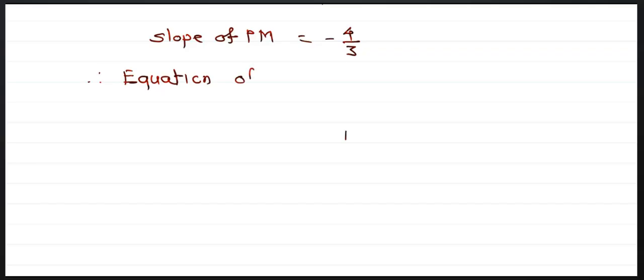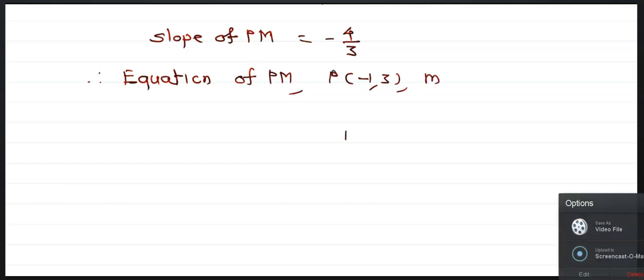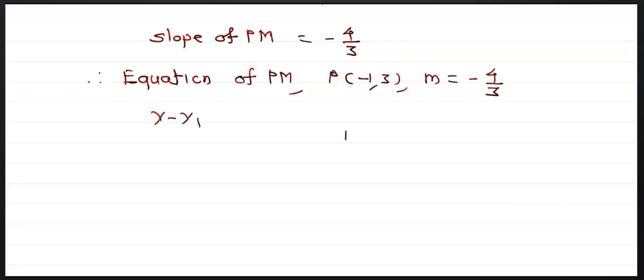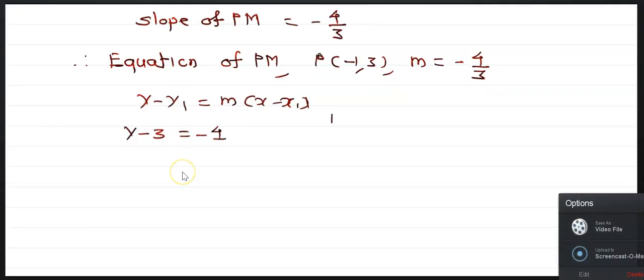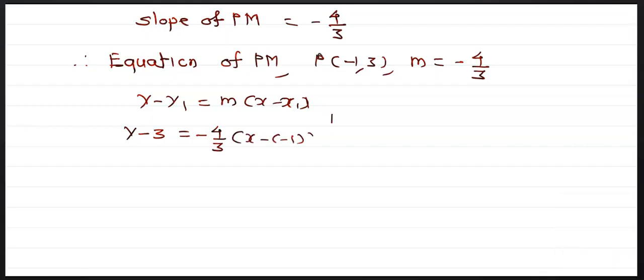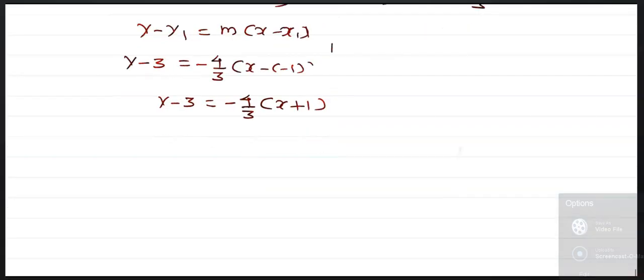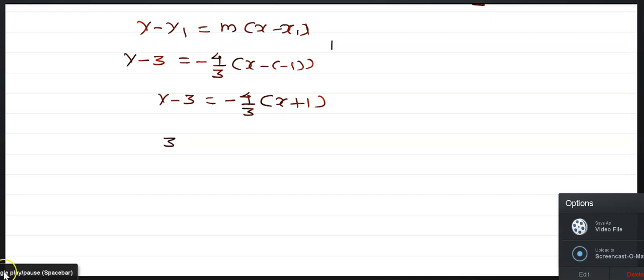Now the equation of PM. The point is (-1, 3) and slope is minus 4 upon 3. Therefore, y minus y1 equals m times (x minus x1). This is the equation of the line. Substitute the values. You will get after simplification, y minus 3 equals minus 4 upon 3 times (x plus 1).